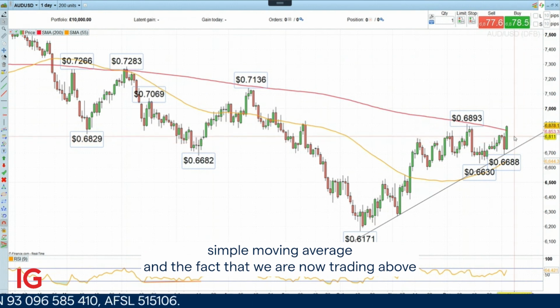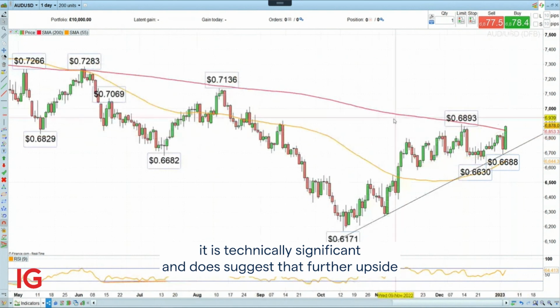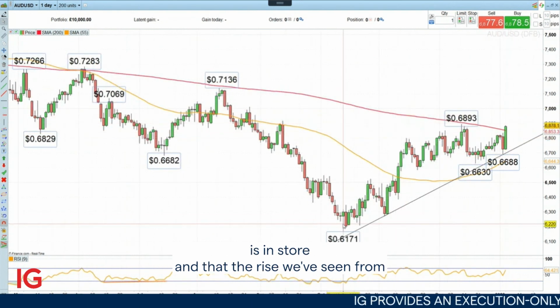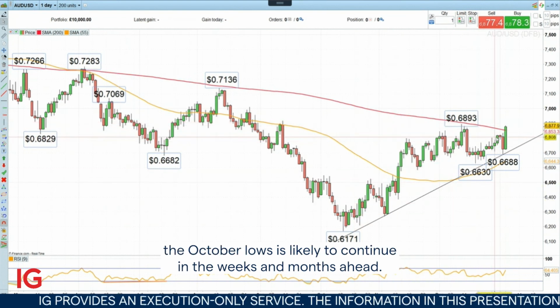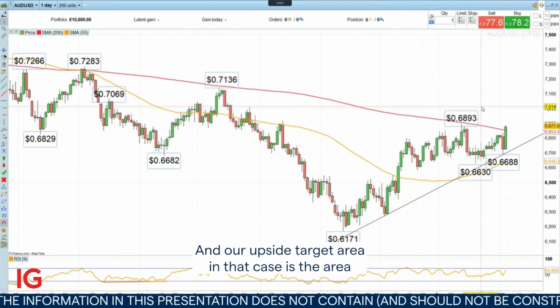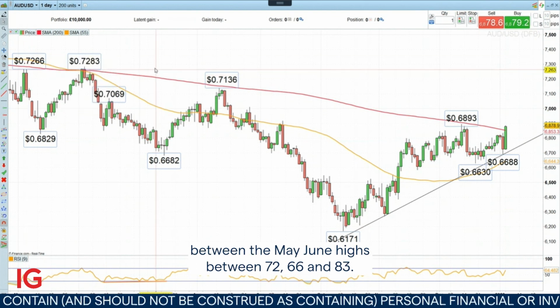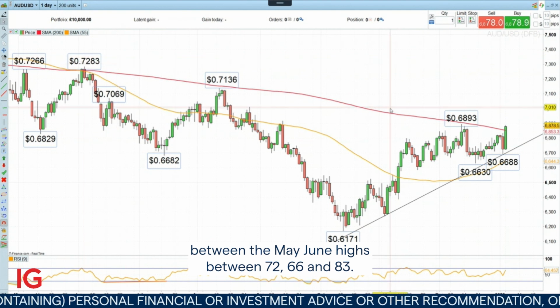And the fact that we are now trading above it is technically significant and does suggest that further upside is in store and that the rise we've seen from the October lows is likely to continue in the weeks and months ahead. And our upside target area in that case is the area between the May and June highs between 70.66 and 68.83.